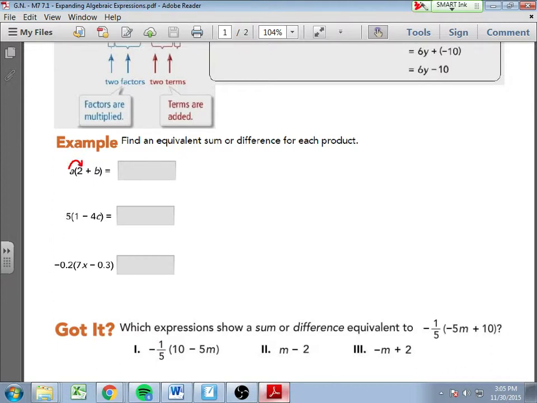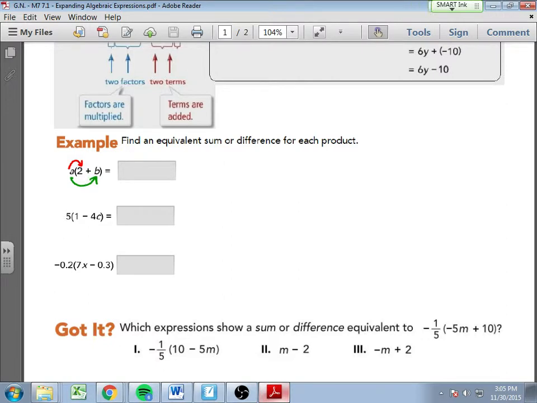Now, here's the thing. Somebody earlier asked me, can I draw my second one below? That's totally fine if you want to, as long as you have an arrow from the term outside going to each term inside. So since we have 2 terms inside the parentheses, you got to have 2 arrows. Now, I'm actually going to erase my second one so I can color code this a little bit.